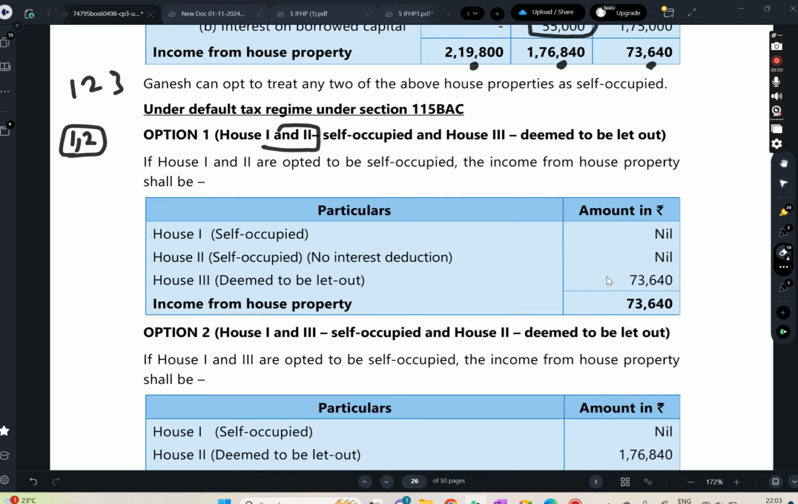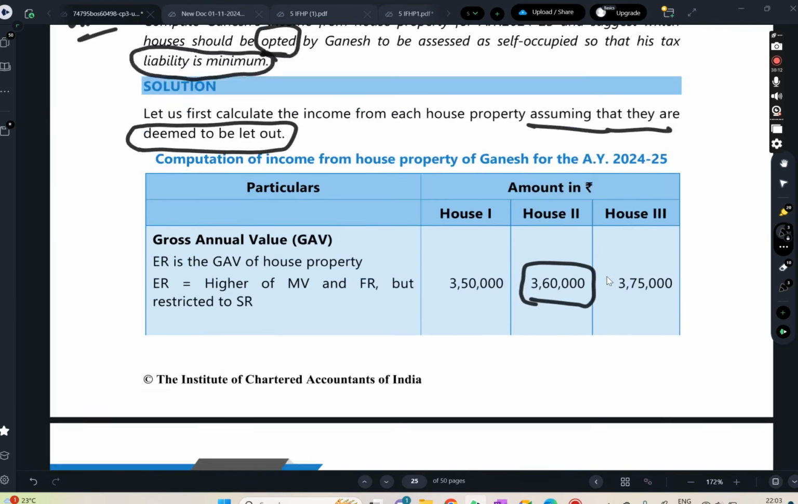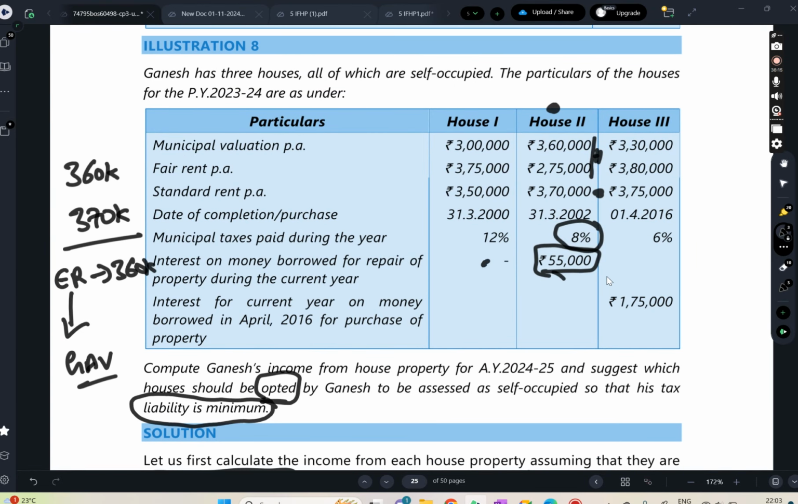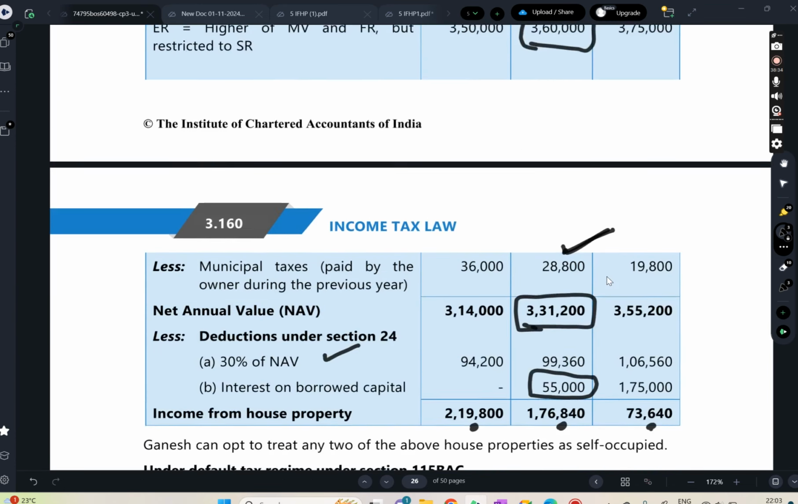First we'll do 1 2. If you take 1 2, that means for the first house and for the second house, what can we do? We can claim as a nil benefit. If you see here, there is no interest on capital, there is nothing here for the first house. Then for the second house, there is interest on money borrowed for repairs for the property during the current year. They have given 55,000.